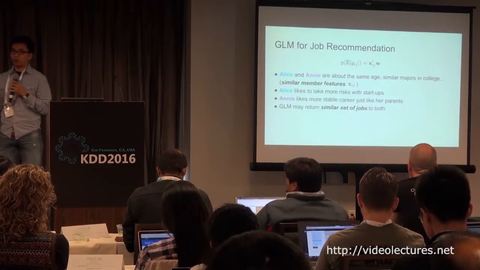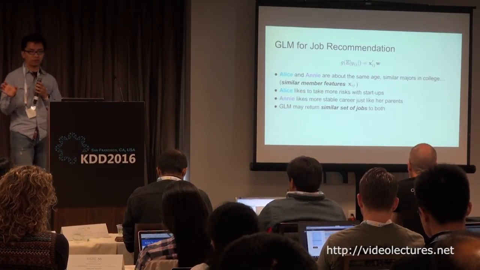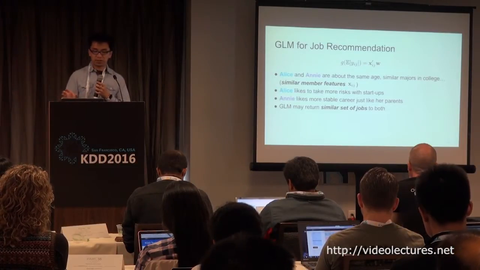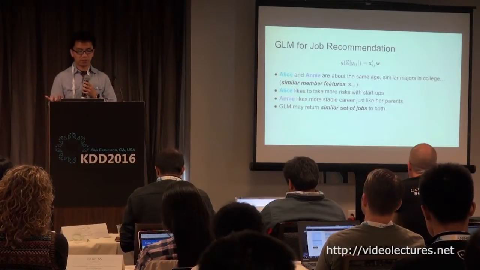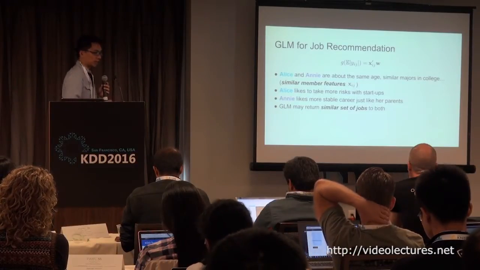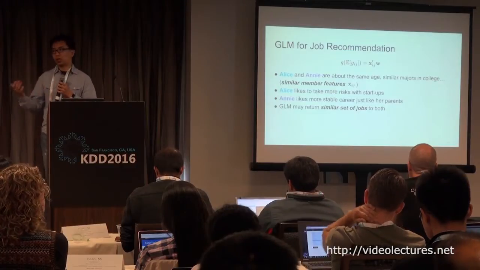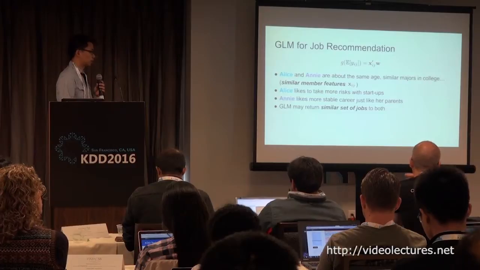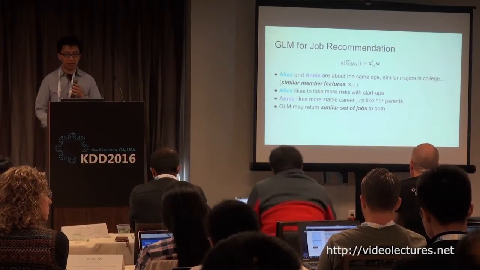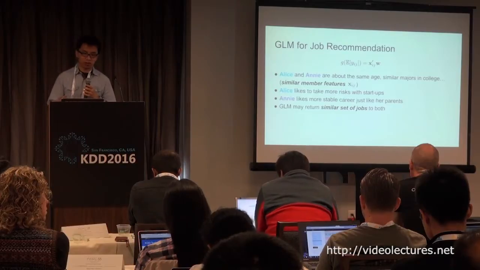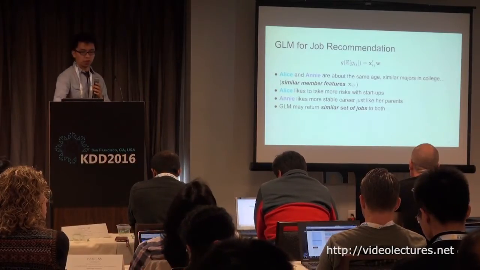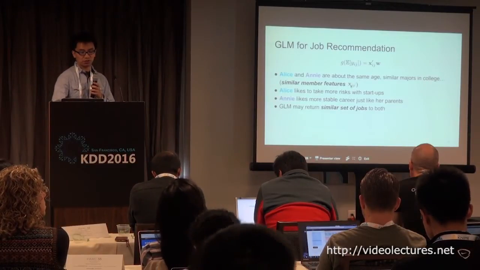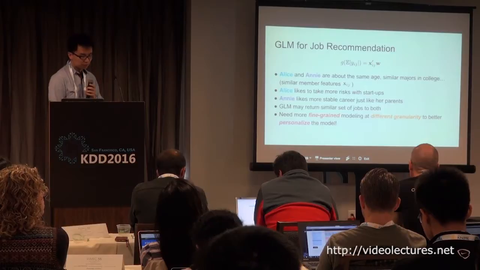In our model, we represent each member as a feature vector. In this particular case, those two members might be represented by very similar member features just because they have very similar backgrounds. However, Alice likes to apply to more startup types of jobs, and Annie wants a more stable career and prefers to apply to jobs from big companies like Microsoft, just like her parents. But in this case, if we just apply GLM, there will be a very big problem. GLM may return a very similar set of jobs to both of them just because they share similar features, and that's a problem.